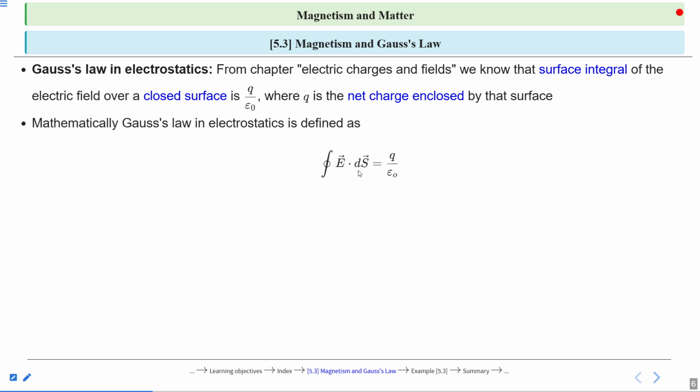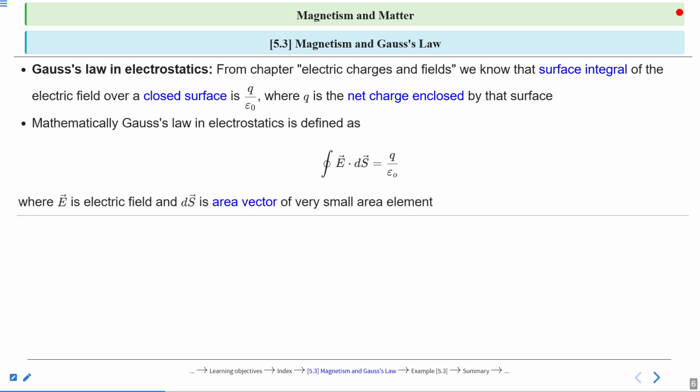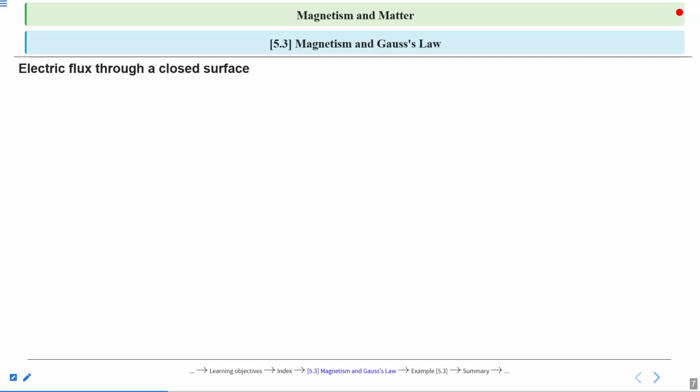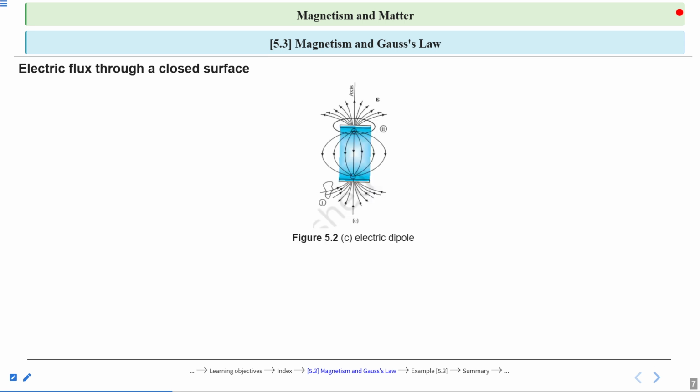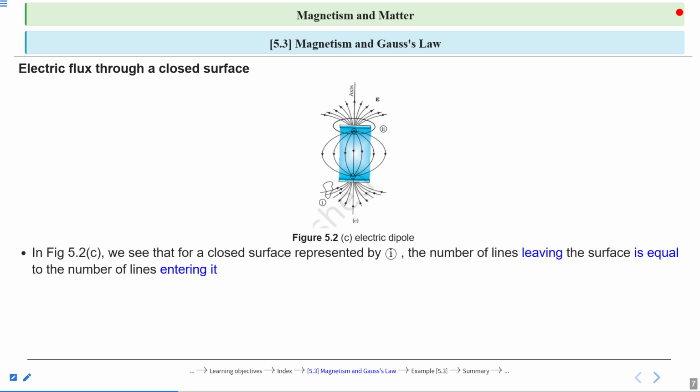What is this ds vector? This is the area vector of the small area element we have taken, where E is the electric field and ds is the area vector of a very small area element. Now, electric flux through a closed surface. So what is the electric flux through a closed surface? Figure 5.2c, electric dipole. This is a diagram for an electric dipole.